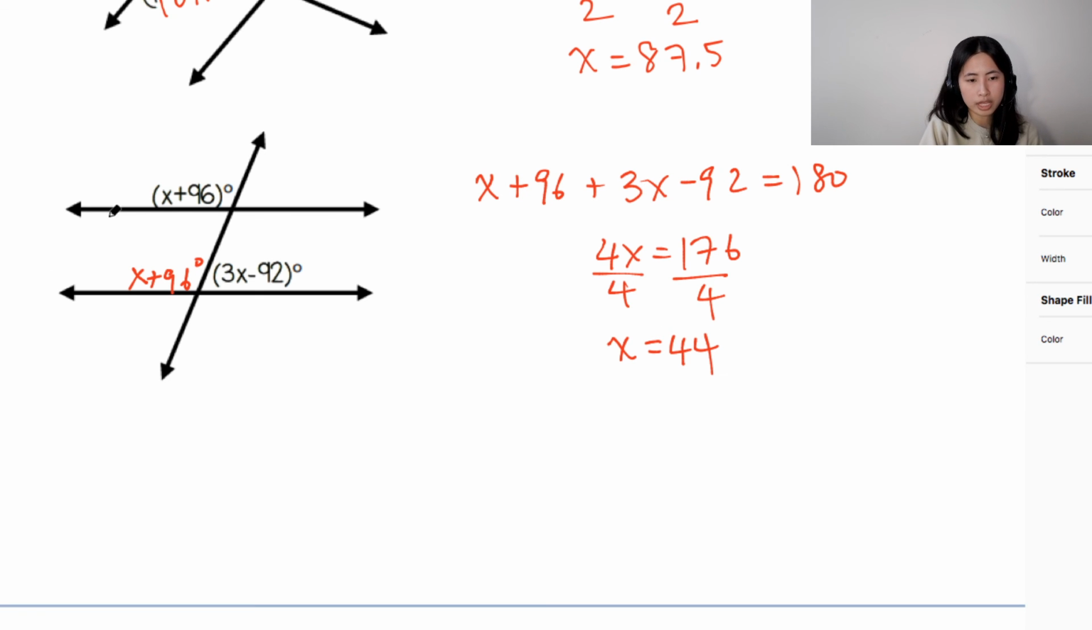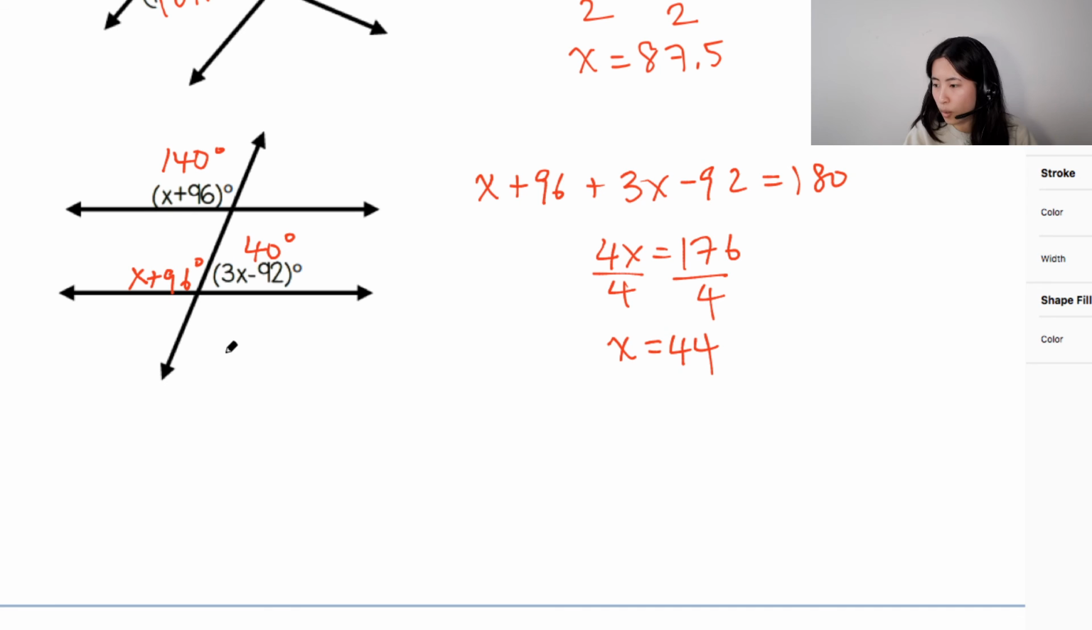And therefore, when you plug in 44 over here, 44 plus 96 would give you 140, right? And because you know that this is 140 degrees, you can say that this is 180 minus 140. Or you can plug in 44 times 3 minus 92, that's equal to 40 degrees, right? And it's actually true, right? If you have 140 plus 40, that's going to be 180 degrees.